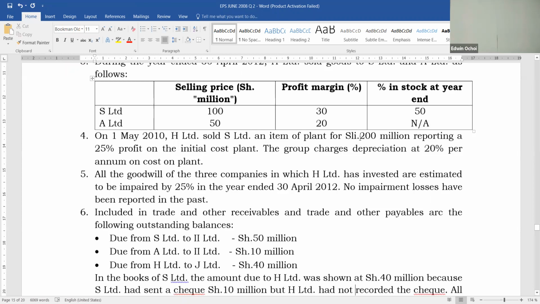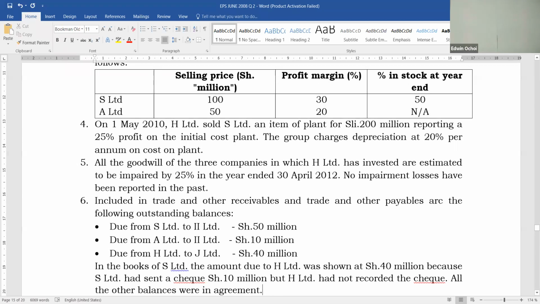Number 4, on 1st May 2010, H Limited sold S an item of plant for shillings 200 million, reporting a 25% profit on initial cost.